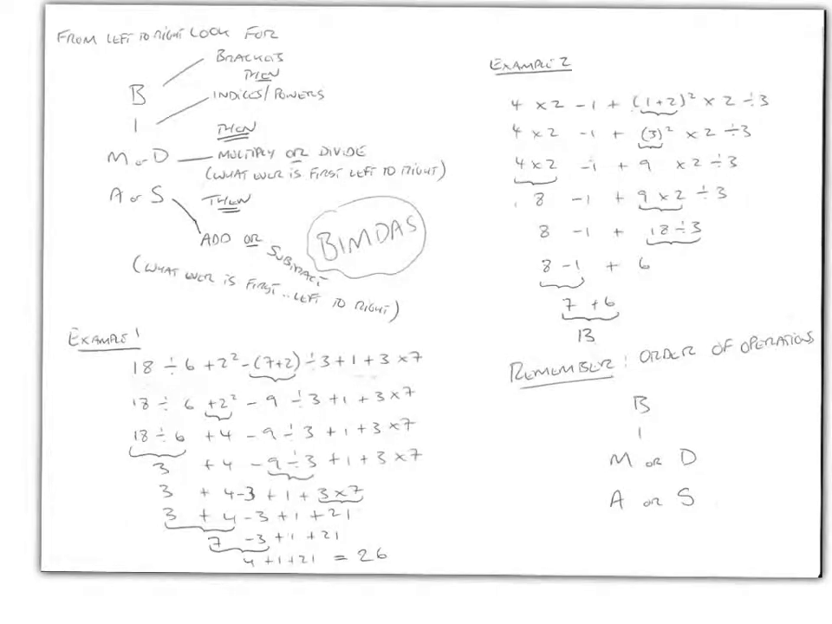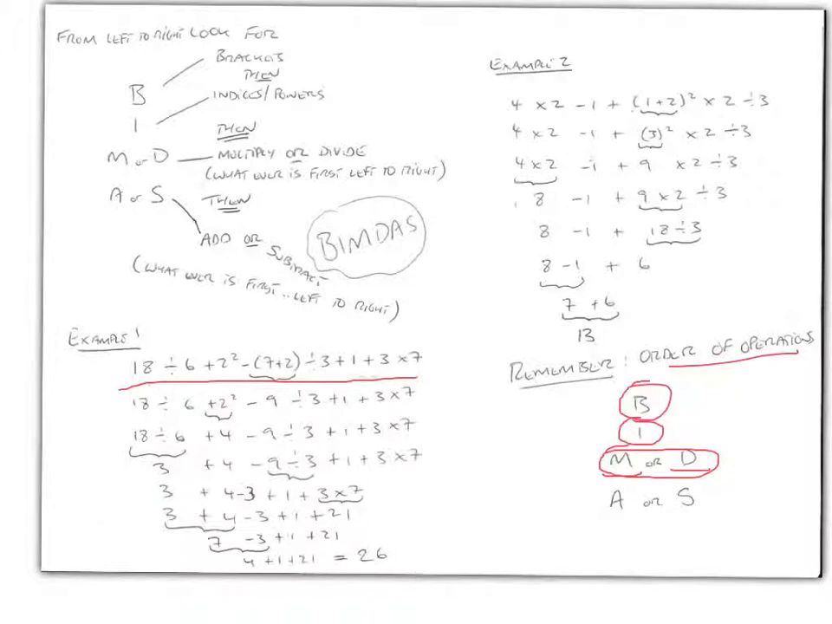So let's start by looking at BIMDAS, the order of operations whereby we solve long sums like this by first scanning through left to right and fixing anything that's in brackets. Then, scanning from left to right, fixing anything that's raised to a power or an index. Then scanning from left to right, anytime there's a multiply or division sign, whichever one we hit first from left to right. The multiply and divide do not have precedence over each other, they're equal.